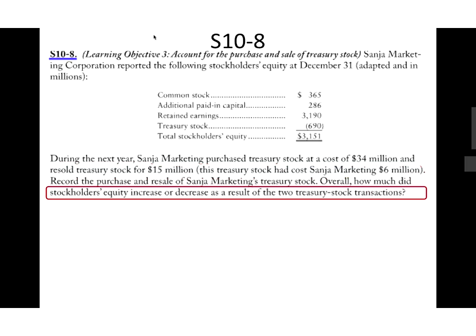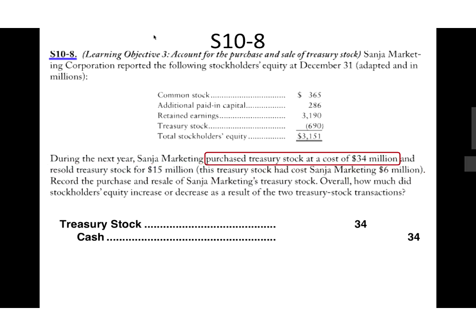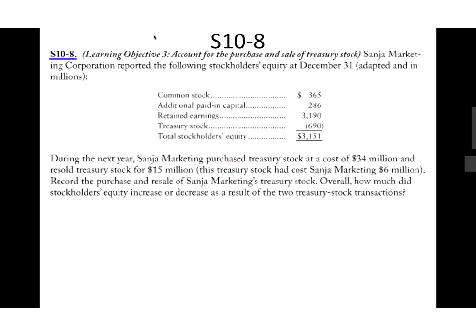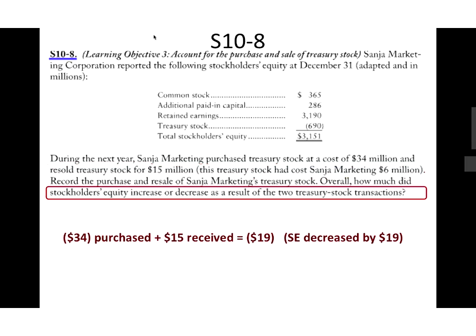Okay, so then the last question says, overall, how much did stockholders' equity increase or decrease as a result of these two transactions? So we're looking for what happened to stockholders' equity. If we go back to our two entries, the first entry where we bought treasury stock, stockholders' equity decreased by 34. And then the next entry where we sold treasury stock for 15, stockholders' equity went up by 15. So for this final question, we purchased it for 34. That reduced stockholders' equity. That's why I put a minus sign around it.